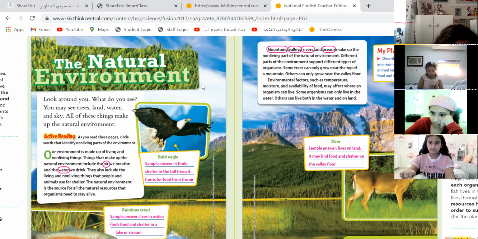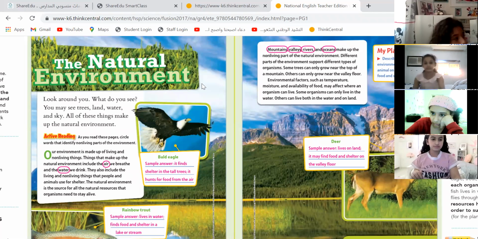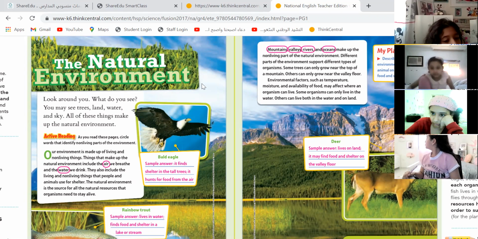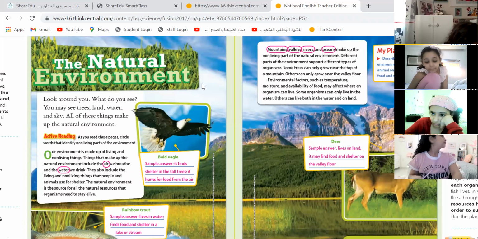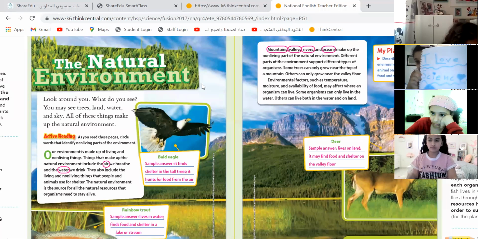Okay. What is the natural environment? Look around you. What do you see? You may see trees, land, water, and sky. All of these things make up the natural environment. Anything you find in nature.